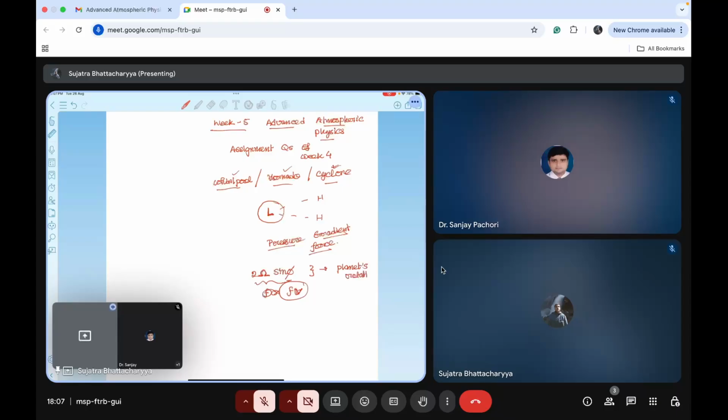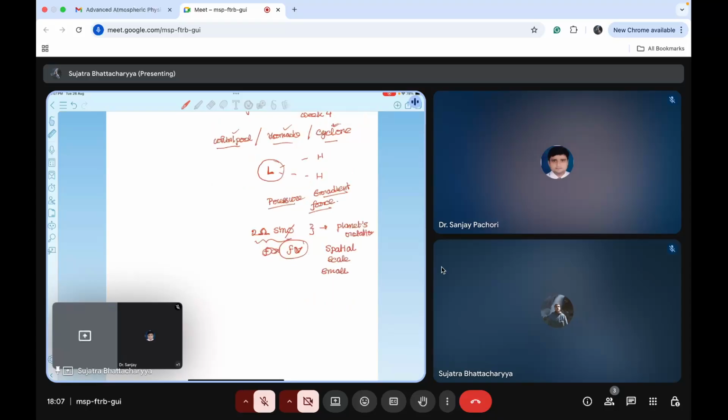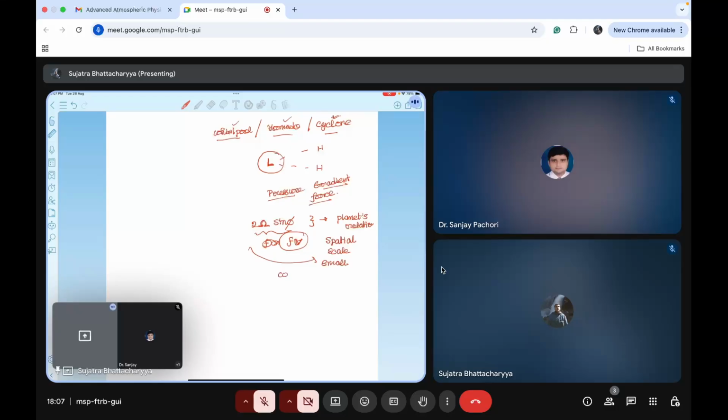So if the spatial scale is very small, then these things will not act. Coriolis, centrifugal is itself very small, so centrifugal will not act. These forces, Coriolis force or centrifugal force, will be acting, but their contribution will be very, very little.